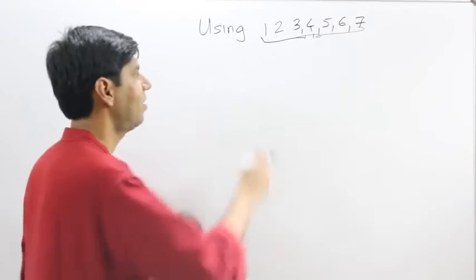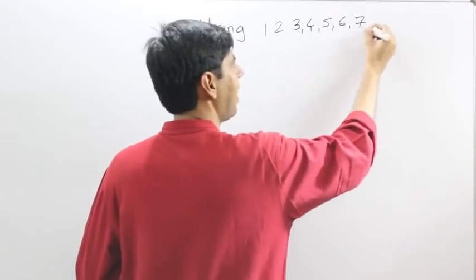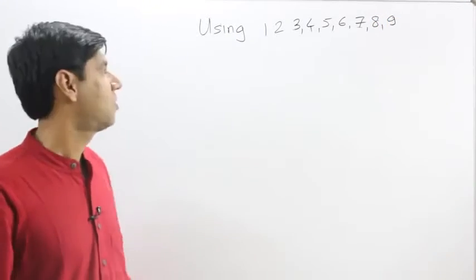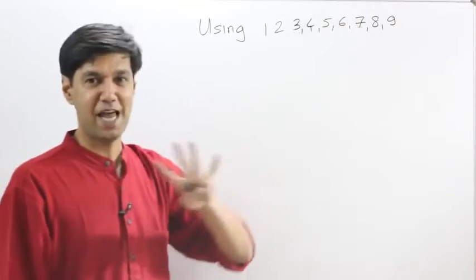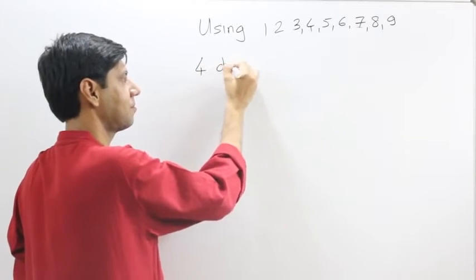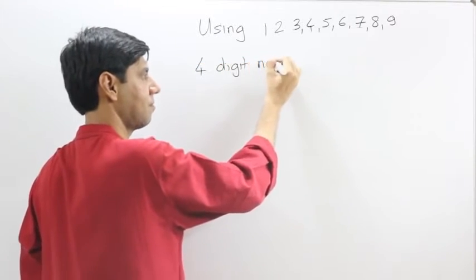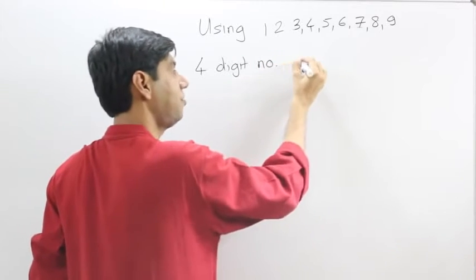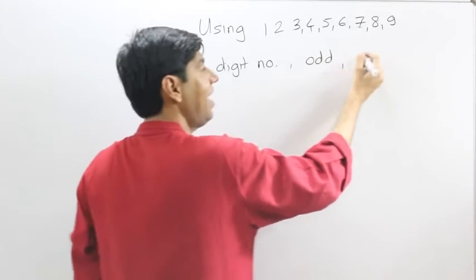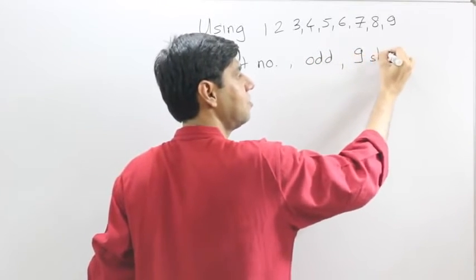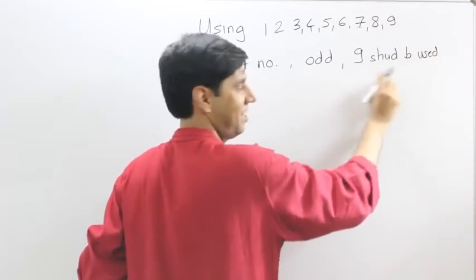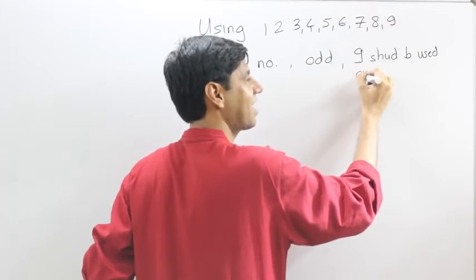So let's add 2 more digits to it. So using 8 and 9 just to increase the complexity or to increase the variety. So now I can use 1 to 9, any of them. These are 9 different numbers. I want to form a 4-digit number which should be odd. So I'm putting the condition. So the number should be odd and 9 should be used, I'm just writing in SMS lingo to save time, exactly once.